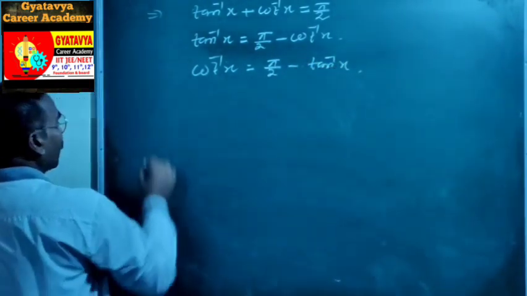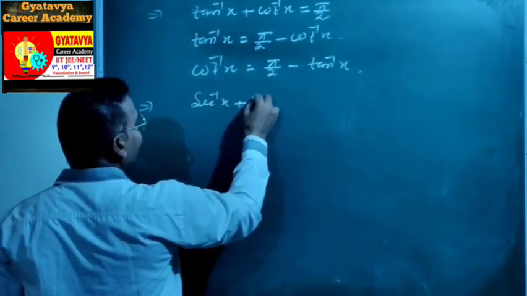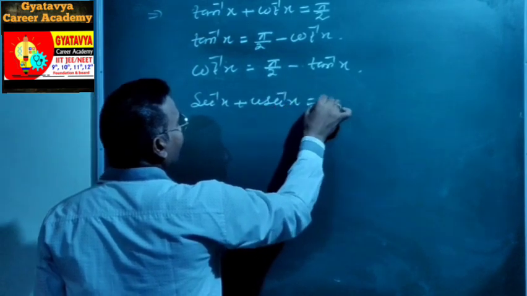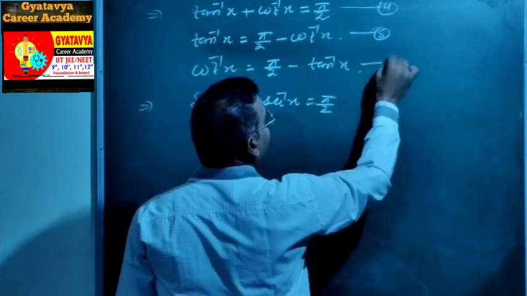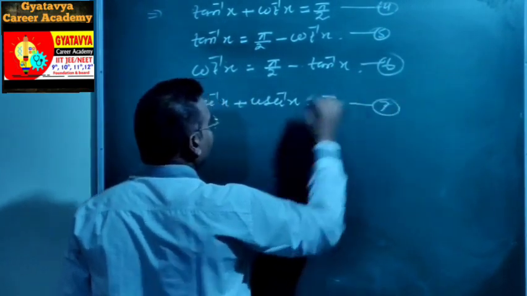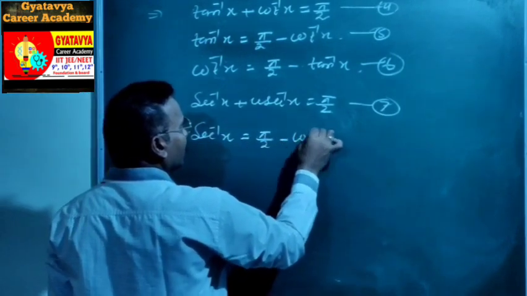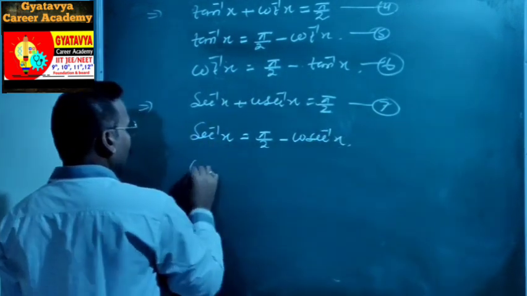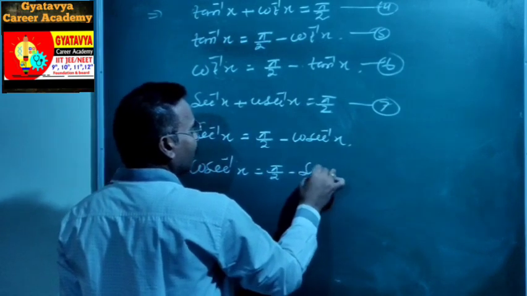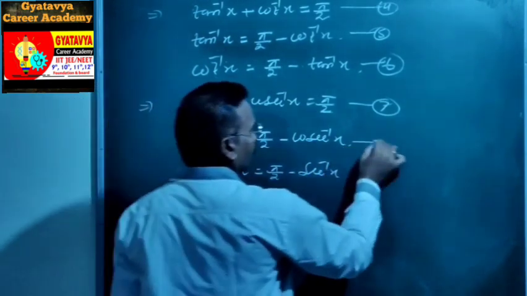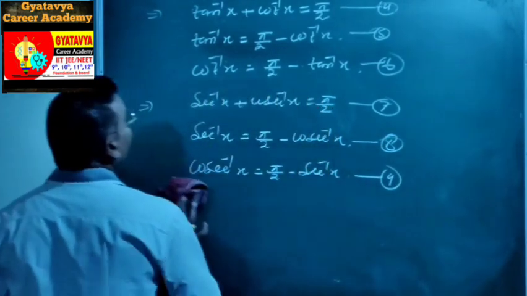Okay, and the same relation between sec inverse and cosec inverse x. So sec inverse x plus cosec inverse x is equal to pi by 2. Okay, this is the 4th, 5th and the 6th. Okay, the 7th, and sec inverse x is equal to pi by 2 minus cosec inverse x, and cosec inverse x is equal to pi by 2 minus sec inverse x. So there are 9 formulas of the complementary transformation.